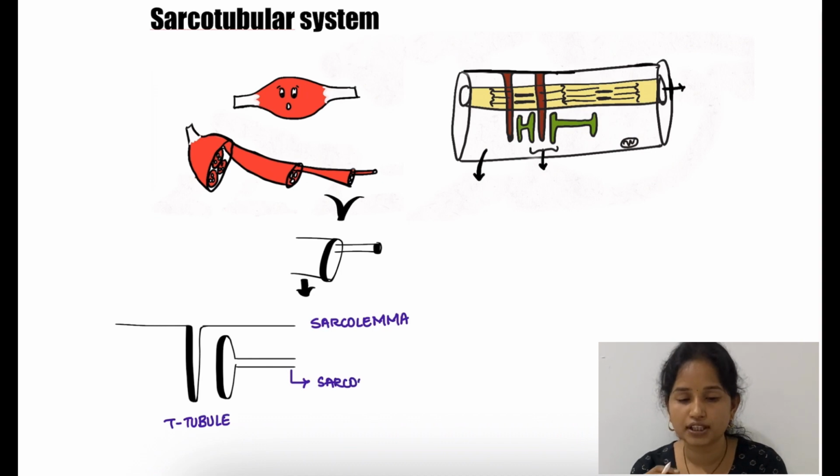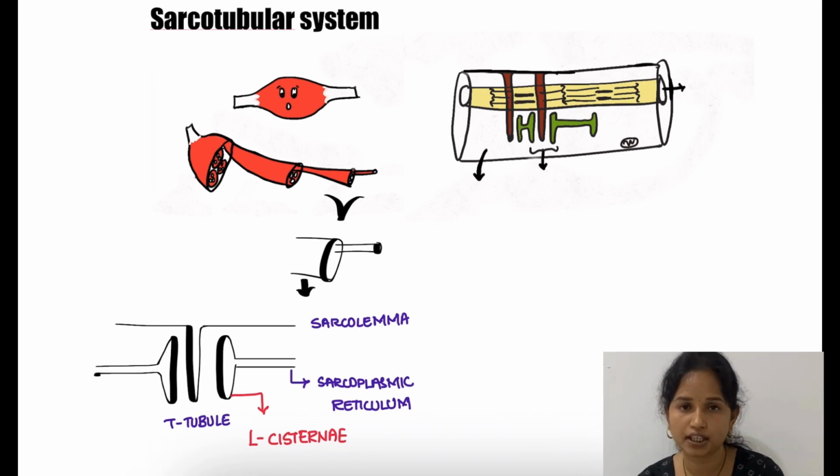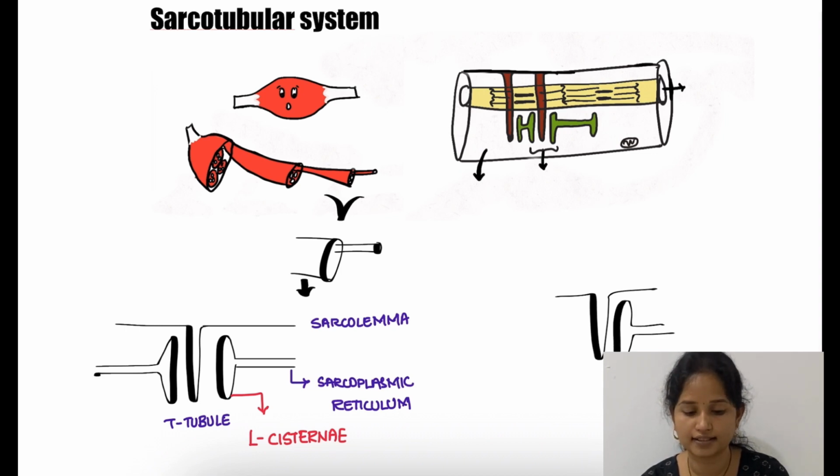Also within the sarcoplasm, it is almost like any other cell. It will be having a nucleus, and also it will be having endoplasmic reticulum. That endoplasmic reticulum in the case of a muscle fiber is called sarcoplasmic reticulum. Now this sarcoplasmic reticulum extends parallel with the sarcolemma, and at the terminal end it forms the cisternae. This is called the lateral cisternae. Now the T tubule along with the lateral cisternae forms a triad. This triad is important, remember the triad.